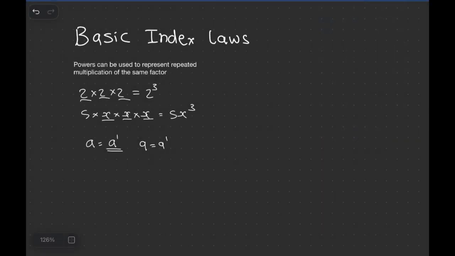You may recall, powers can be used to represent repeated multiplication of the same factor. For example, 2 times 2 times 2 can be represented as 2 cubed. 5 times x times x times x is just 5 times x cubed, or 5x cubed. And you should also know that any number can be represented as the number to the power of 1. For example, 9 is equal to 9 to the power of 1. So let's begin with the 5 index laws.